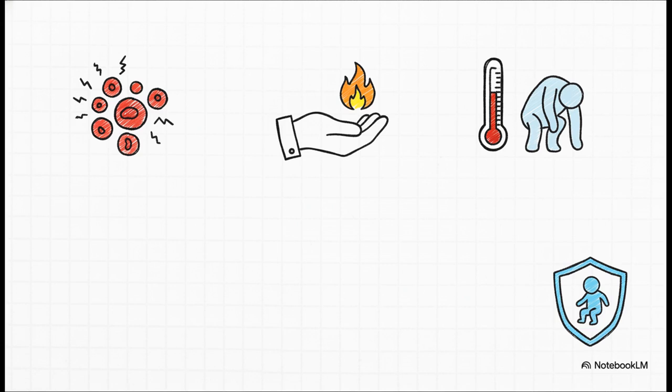Now, in maternity care, this is absolutely vital. If a pregnant patient has an active genital HSV outbreak during labor, a C-section is usually highly recommended. We really have to protect the baby from contracting neonatal herpes, because that can cause severe neurological damage.